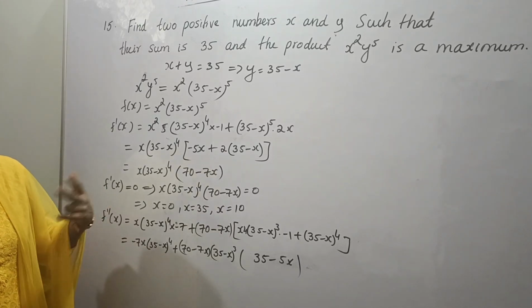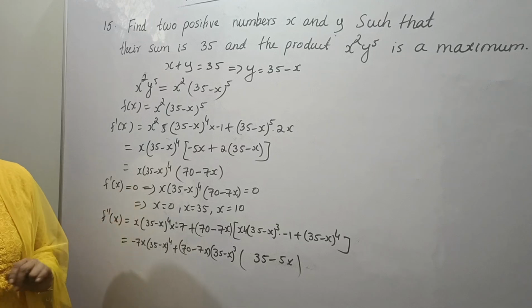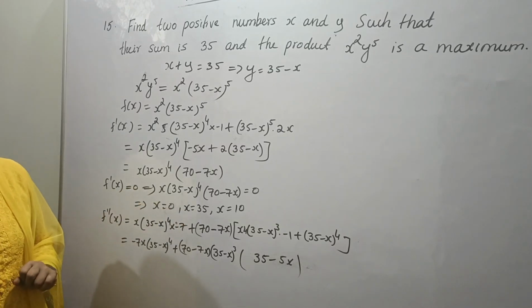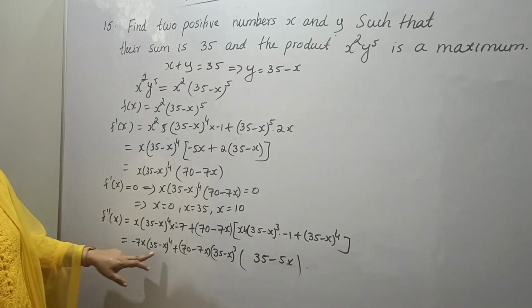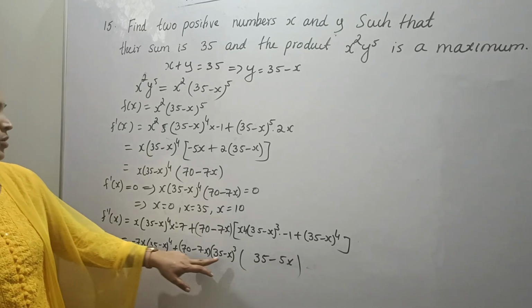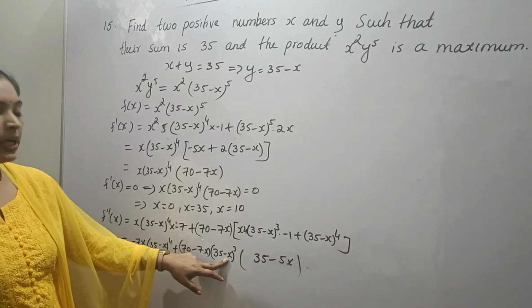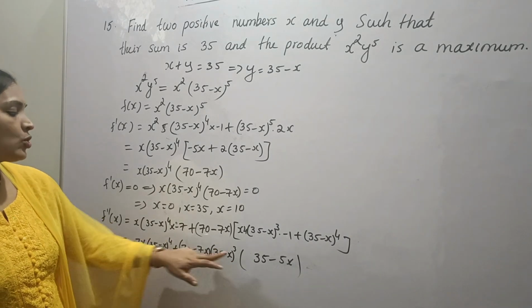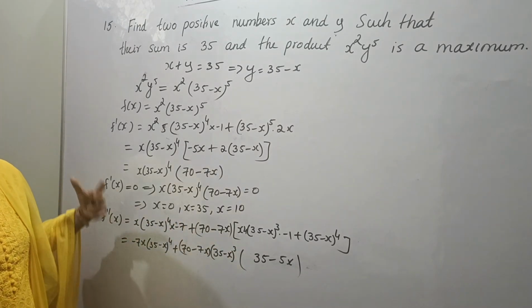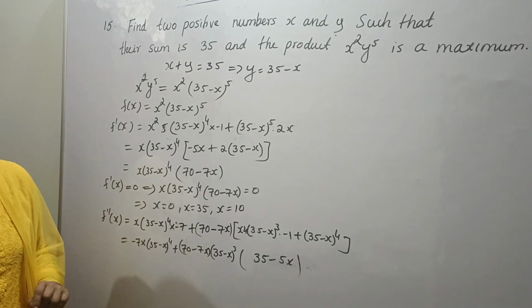That means the function is minimum at x is equal to 0. So x is equal to 0 is not possible. Next, when x is equal to 35, substitute x is equal to 35, the first term will be 0 and the second term will also be 0, so totally it will be 0. So in this case also, x is equal to 35 is not possible.